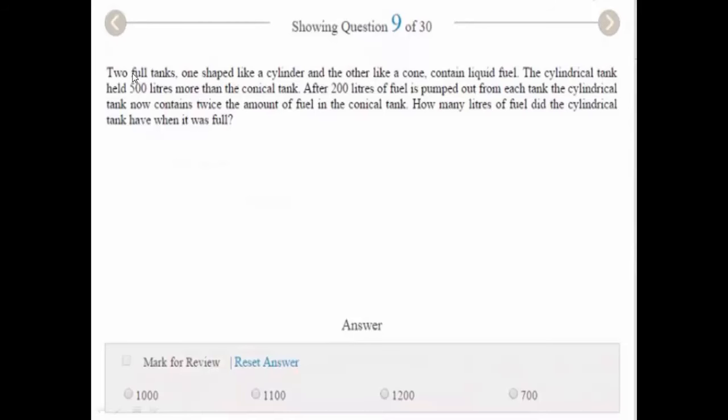Okay, the next one is: two full tanks, one shaped like a cylinder and the other shaped like a cone, contain a liquid. The cylindrical tank contains 500 liters more than the conical tank. After 200 liters of fuel is pumped out from each tank, the cylindrical tank now contains twice the amount of fuel in the conical tank. How many liters of fuel did the cylindrical tank have when it was full?